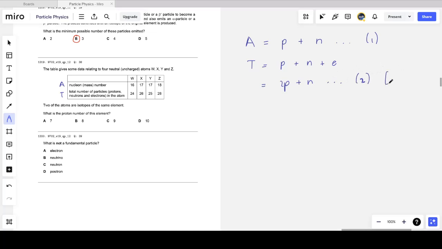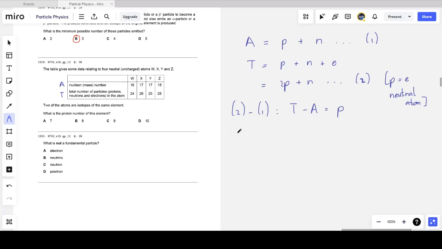Now, why do I do this? That's because for a neutral atom, the number of protons is equal to the number of electrons. And that's because the charge on a proton is positive 1 and the charge of an electron is minus 1. So I need to have the same number of protons as I do electrons in order for the atom to be neutral, have no charge. So I can say P is equal to E, and simply T becomes P plus N plus P, which is 2P plus N. Okay, where am I going with this? Let me subtract these 2 equations, 2 minus 1. What I get is the total number minus the mass number is obviously going to give me the number of protons.